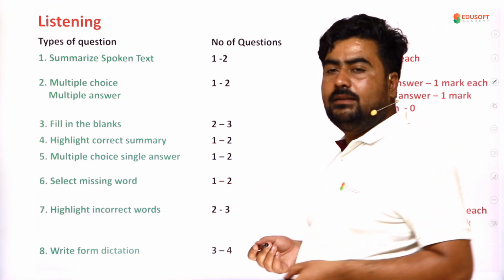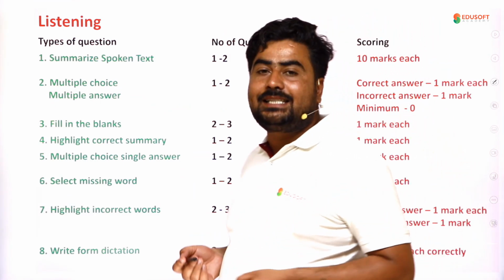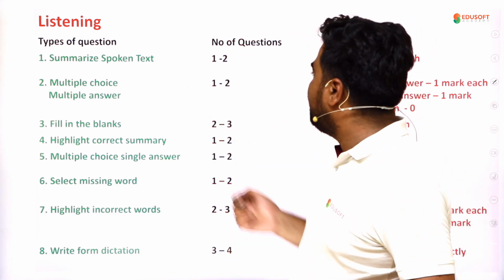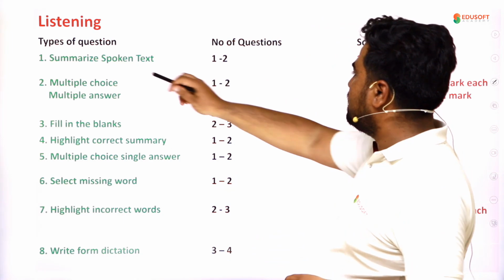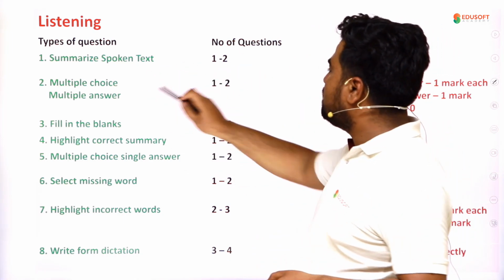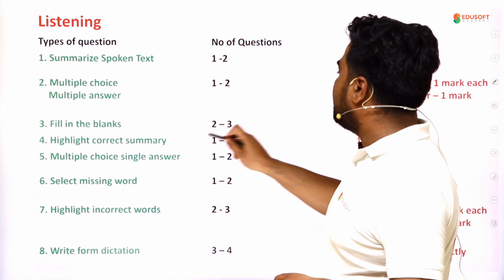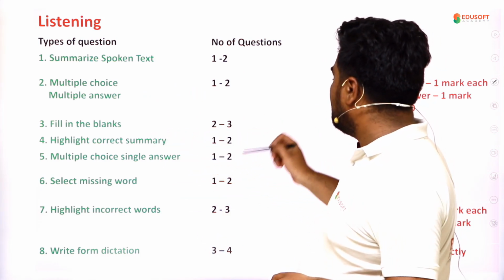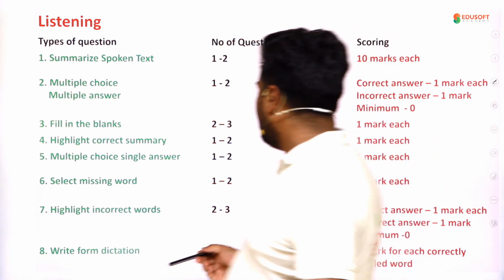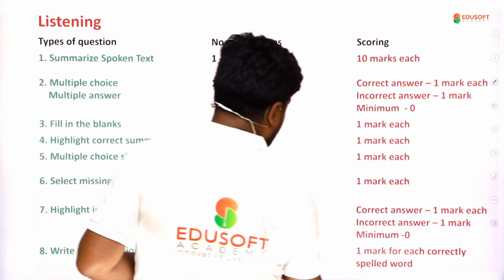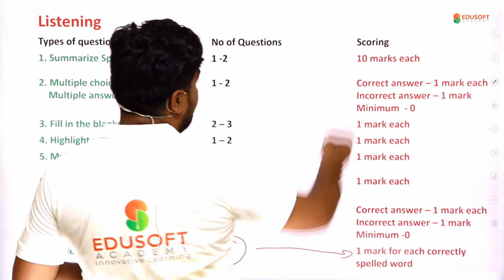And finally, you will have to face the listening module, the listening skill test. And here are 8 different questions. You can see the number of questions. Summarize spoken text, 1 to 2 questions. Multiple choice, multiple answer, 1 to 2 questions. Fill in the blanks, 2 to 3 questions. Highlight correct summary, 1 to 2 questions. Look, the highest number of questions are in write from dictation here, 3 to 4. And for this, this is the scoring.